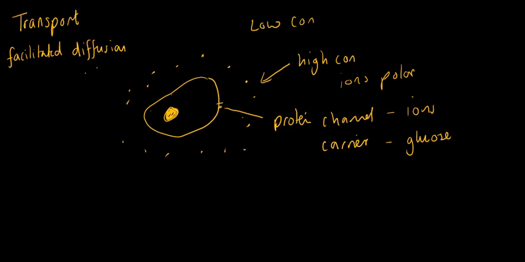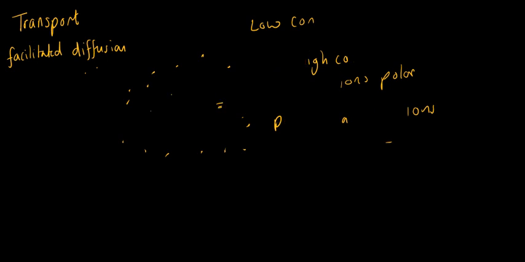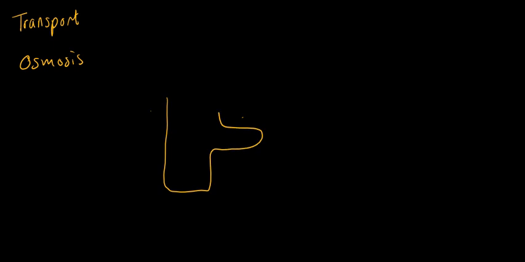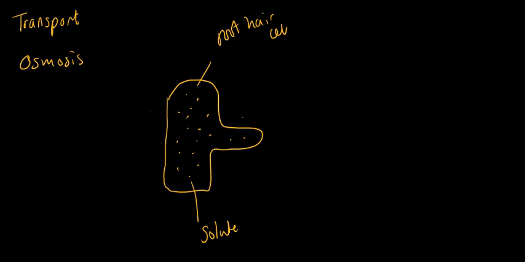So then next what we have is osmosis. So osmosis is the movement of water, and I'm going to choose a root hair cell to demonstrate this. So if a root hair cell has some ions in it, like so, which we can call solutes, then we can say that in the root hair cell there's a high concentration of solutes inside the cell and a low solute concentration outside the cell.